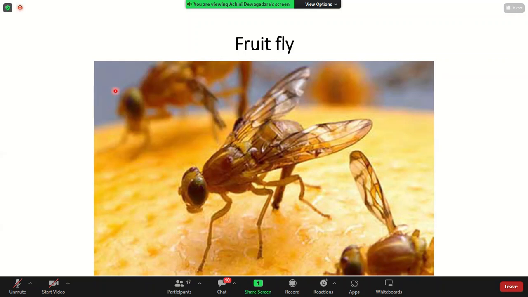Do you know their damage? How it does the damage? I think I told you previously. In the fruit grow the larvae. Yes. So what is the damage? Spoil the fruit.